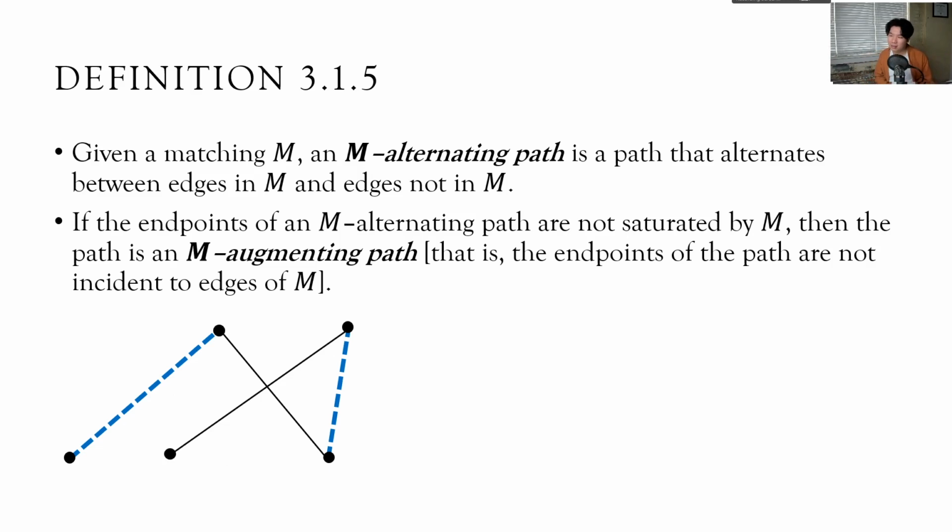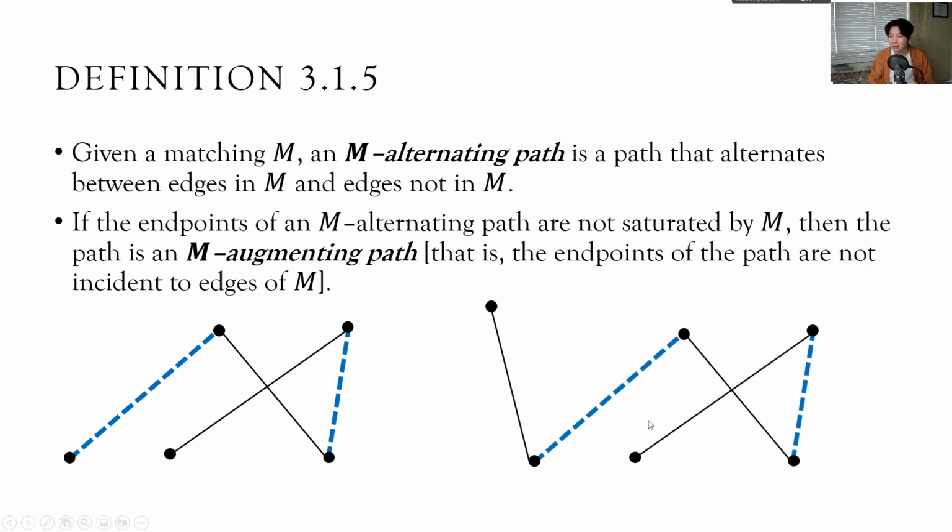If I add the extra condition that the edges at the beginning and the end are such that the endpoints are not saturated by M, we have an augmenting path. So for example, what I have here is a very similar picture, but notice my first edge and my last edge are not in M, giving me an augmenting path. This definition of an augmenting path is going to play a huge role for us later on. So again, we have our alternating path and augmenting path, some more nice definitions.